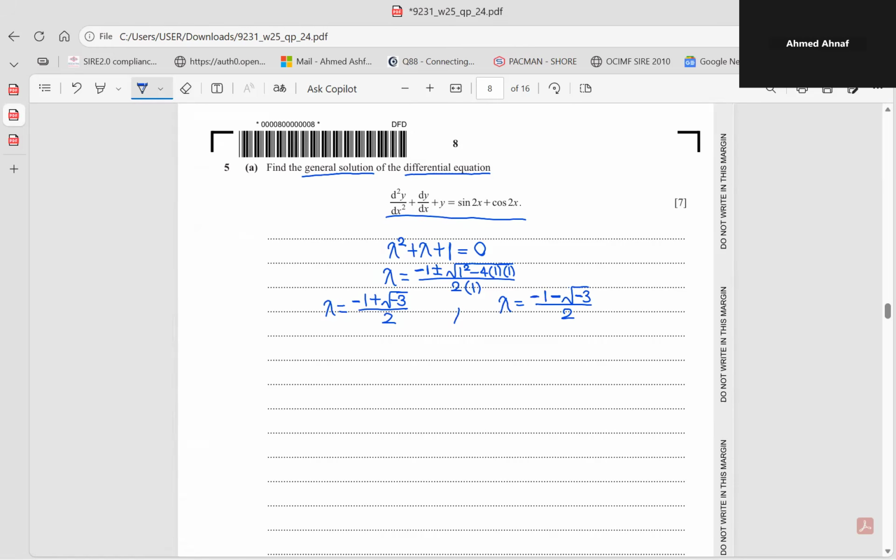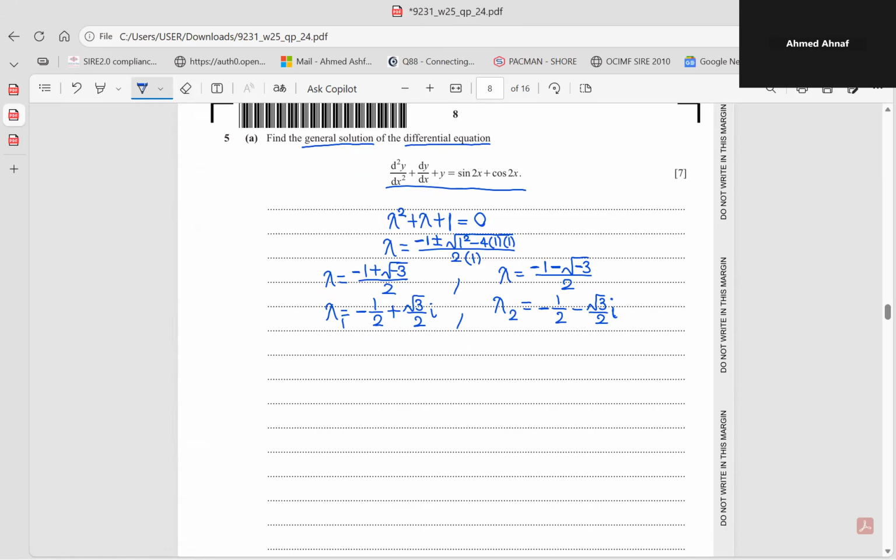Okay, so as you can see, we're not going to get real solutions here. So therefore, we're just going to split this up into two separate fractions to get minus half plus square root 3 over 2 i. That's lambda 1. And lambda 2 is minus half minus square root 3 over 2 i. So these are our values of lambda. Now we're going to find what y is.